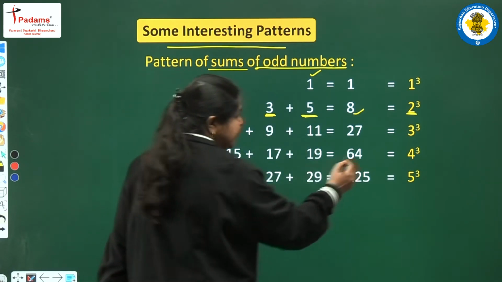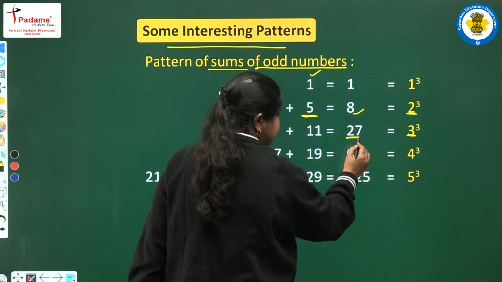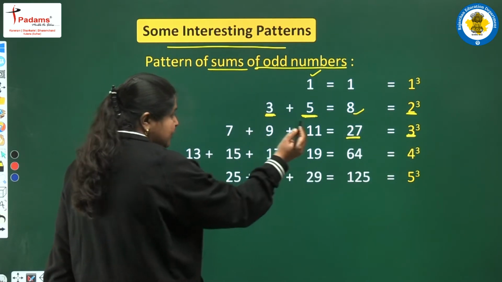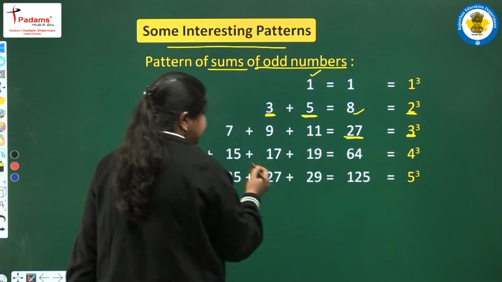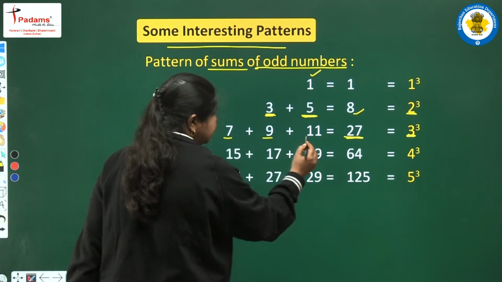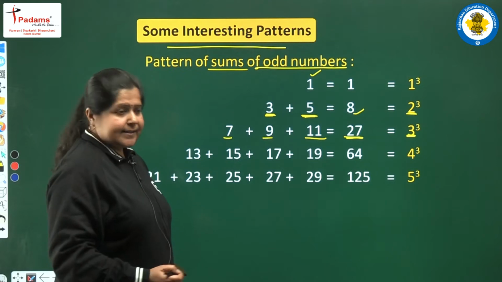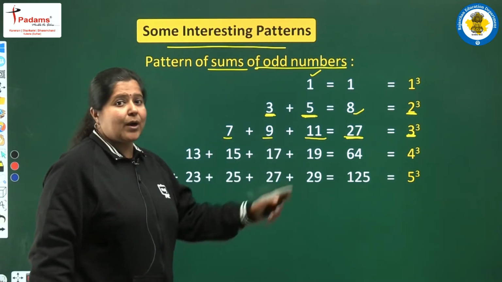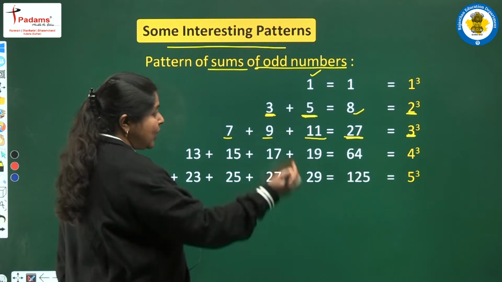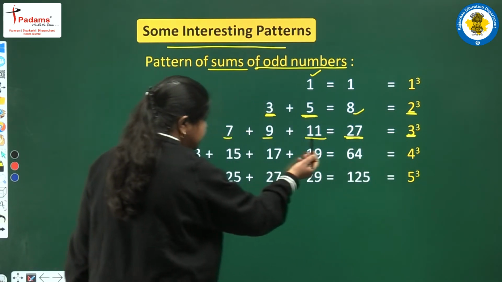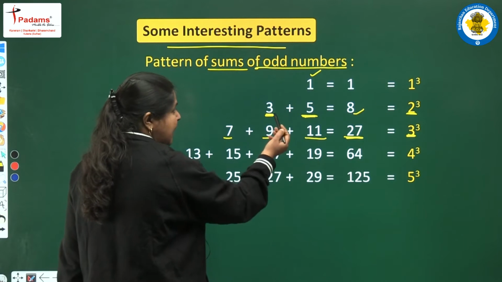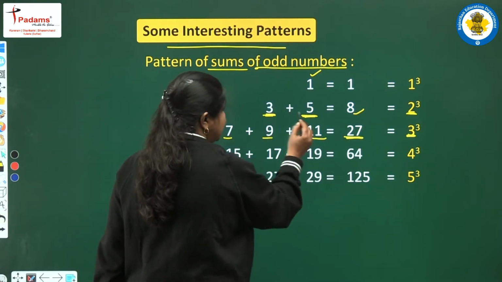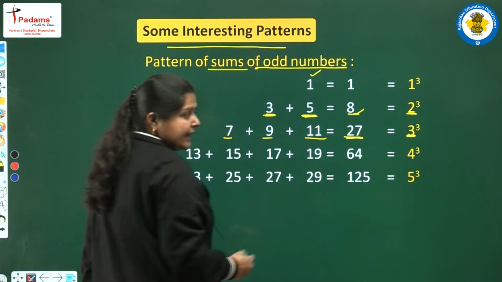Now we look at 3 cube. It is 27, and since we are taking the number 3, so this 27 we will get by adding 3 consecutive odd numbers, 7 plus 9 plus 11. अगर आप इन तीनों को ऐड करेंगे तो आपको 27 ही मिलेगा. तो हम जब 3 क्यूब ले रहे हैं तो 3 ऑड नंबर्स ले रहे हैं. यहाँ पर भी देखिए 3 plus 5 it's 8, तो 2 क्यूब ले रहे हैं तो 2 ऑड नंबर्स के सम से हमें ये मिल रहा है 8.